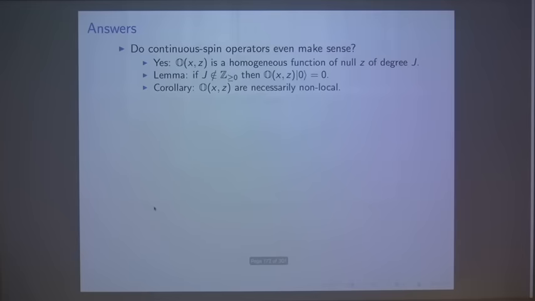So to start answering these questions, first of all, yes, we can consider continuous spin operators in conformal field theory, and we can think of them as just being functions of a coordinate and a polarization vector z, which transform under conformal transformations in a natural way. And the spin is encoded in the homogeneity property of this function with respect to z. Given this definition, one can prove a simple lemma that in a theory with positive energies, we necessarily have that any non-integer spin operator annihilates the vacuum state.